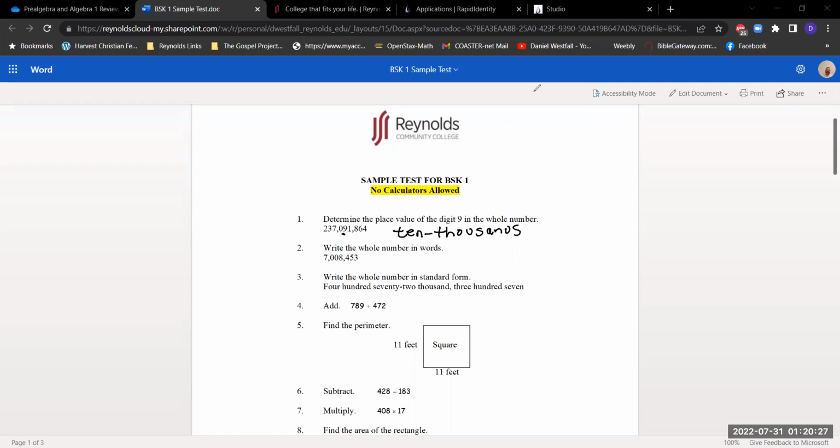We're going to write the next problem out in words. So we have tens, hundreds, thousands, 10,000, units, tens, hundreds, thousands, 10,000s, 100,000s, millions. So this is 7 million. 8,000. 400. 53.